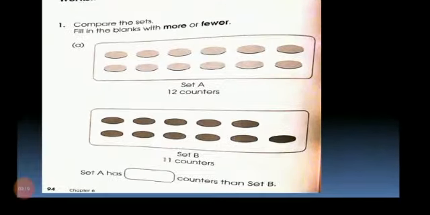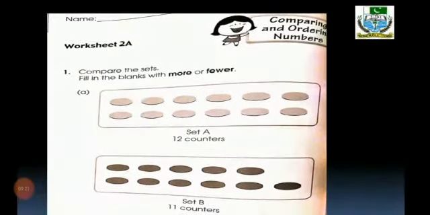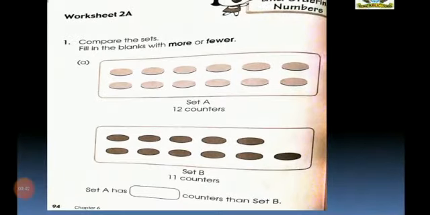This is worksheet 2A. Compare the sets. Now we have to compare the sets. This is comparing and ordering the numbers. Fill in the blanks with more or fewer. Set A has 12 counters and set B has 11 counters. So we have to write more or fewer.